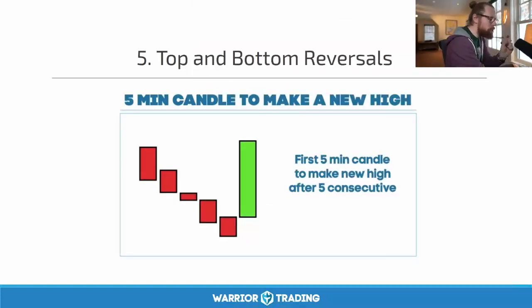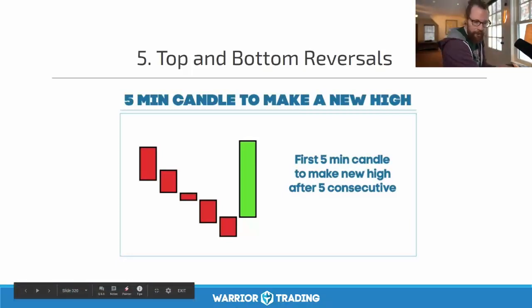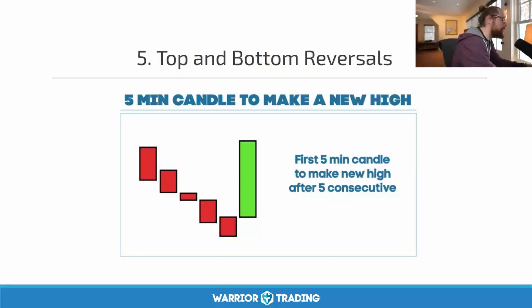We don't see that every day, but we do see reversals on varying scales. They're usually quite a bit smaller than that. But when we see a series of consecutive red candles, the first candle to make a new high, we can interpret as a possible opportunity.